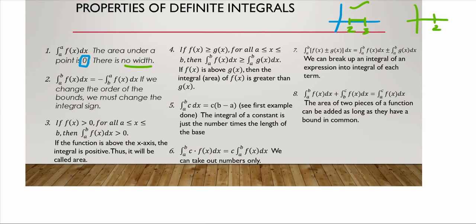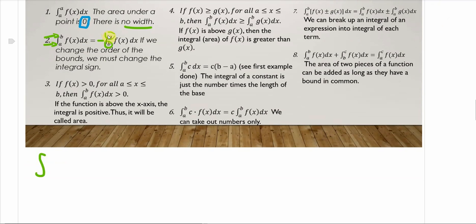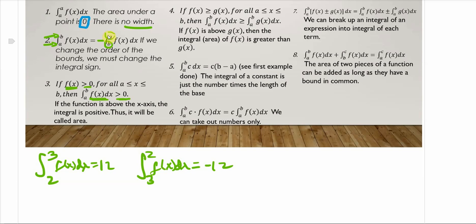Now, property number 2 says that if I change my bounds, I have a b and an a there. If I change them around to an a and a b, all I'm going to do is change the sign of my integral. That's all it says, if I reverse them. So if I said the integral from 2 to 3 of f of x dx is 12, what's the integral from 3 to 2 of f of x dx? The answer will be negative 12. It says here, if I'm given a function that is always above the x-axis, then the area, the integral, is going to be positive.